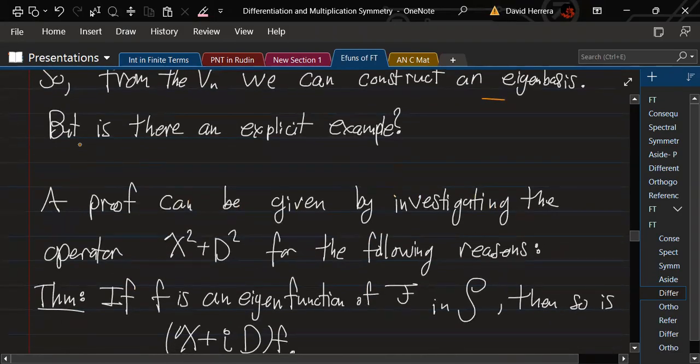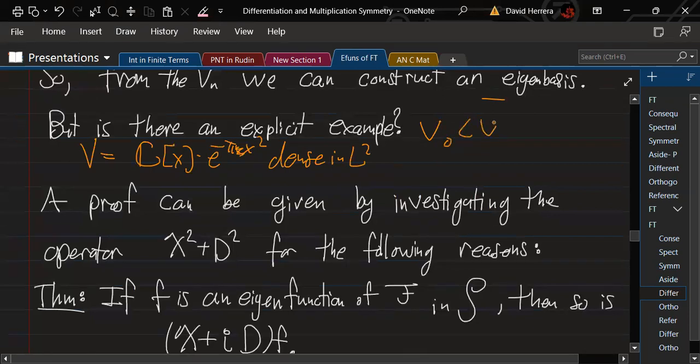Basically, I started with some subspace V, which consists of polynomials times the Gaussian, or just that. And I showed that this was dense in L2. And V was made of V0, V1, V2. This is one-dimensional, two-dimensional, three-dimensional, and V0 is just the span of the Gaussian, its multiples. In general, Vn is the polynomials in x of degree at most n times the Gaussian.